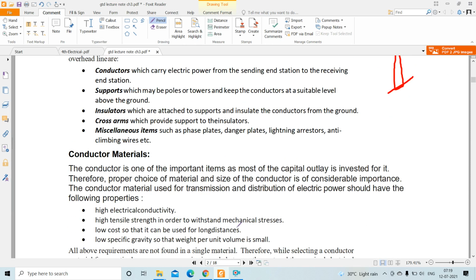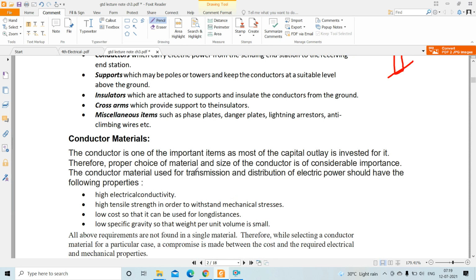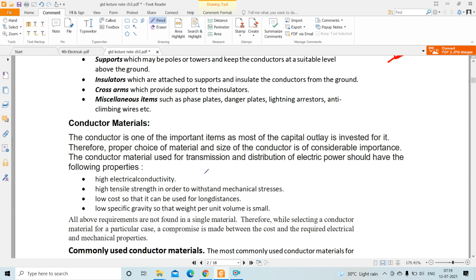First we will discuss the conductor material. Before going to the different types of conductor materials, we have to know the properties of conductor material. The conductor is one of the important items, as most of the capital outlay is invested in it. Therefore, proper choice of material and size of conductor is of considerable importance.